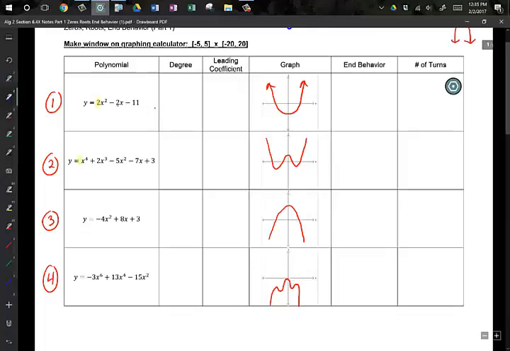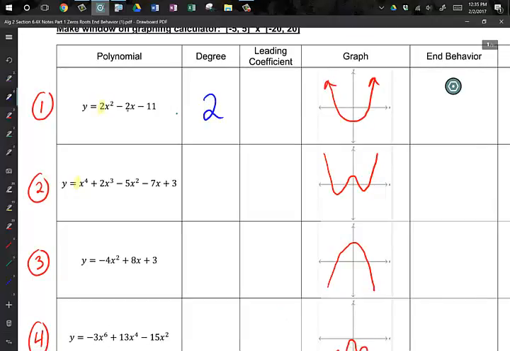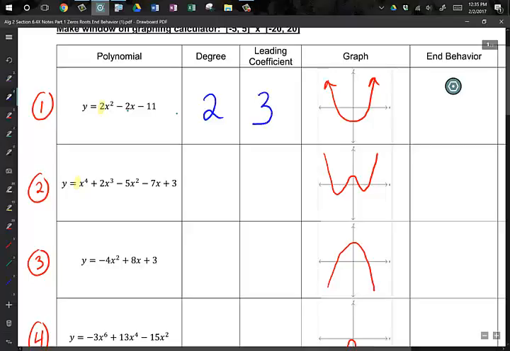Our degree is 2. What is your leading coefficient? What I highlighted in yellow. 3. And would you agree that is a positive number? It's obvious, because I can't write. Okay. All right, row 2.